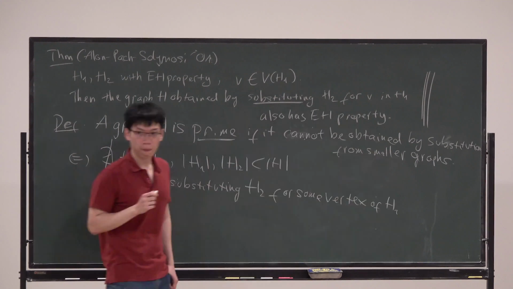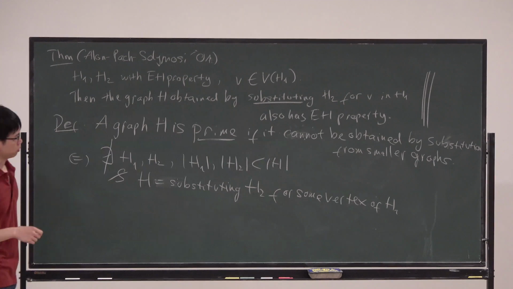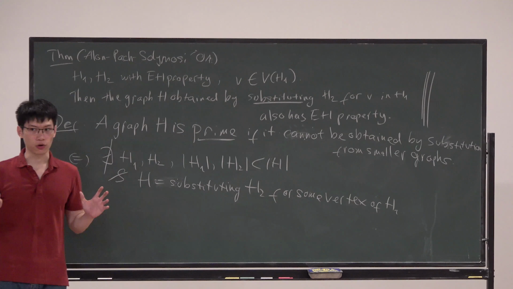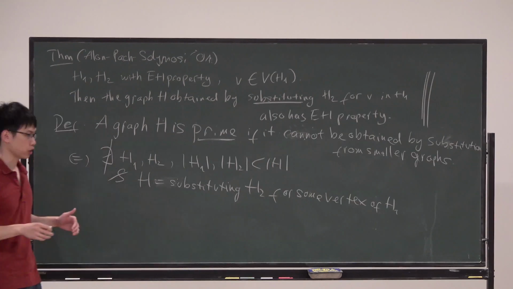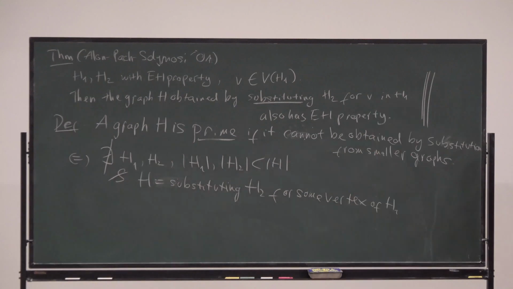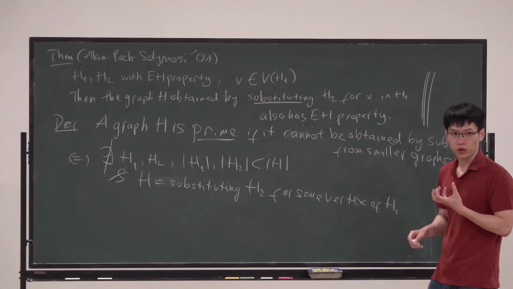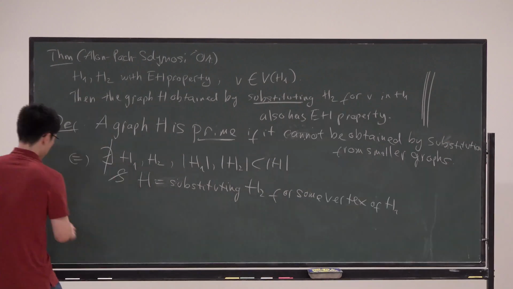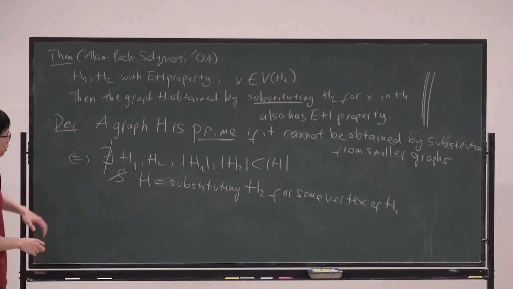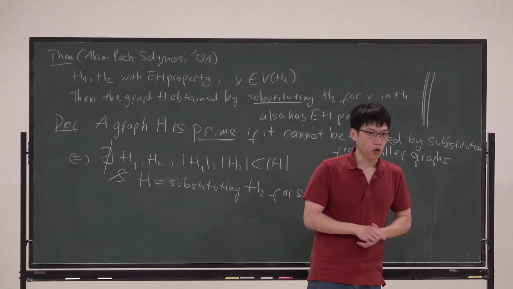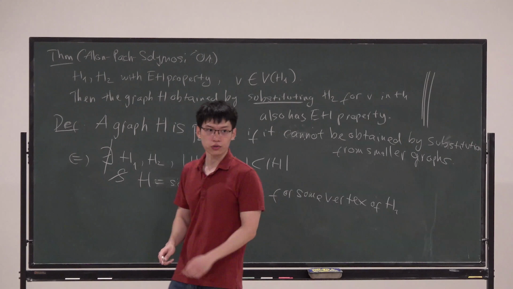For example, as we discussed earlier, the 4-cycle C4 is not prime, right? Because it can be obtained by substituting the 2-vertex axis graph for the middle vertex of the 3-vertex graph. Good. From this theorem, you can say that the quest to verify the Erdős-Hajnal property of all graphs H reduces to verifying the Erdős-Hajnal property of all prime graphs H.